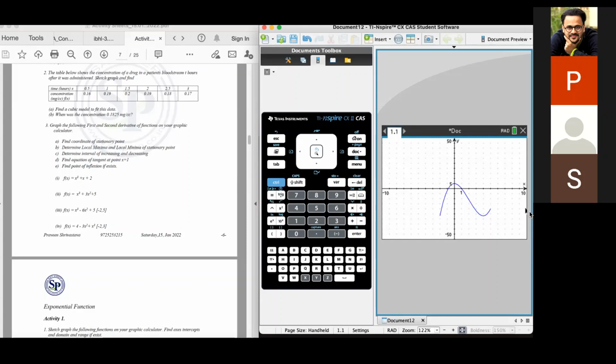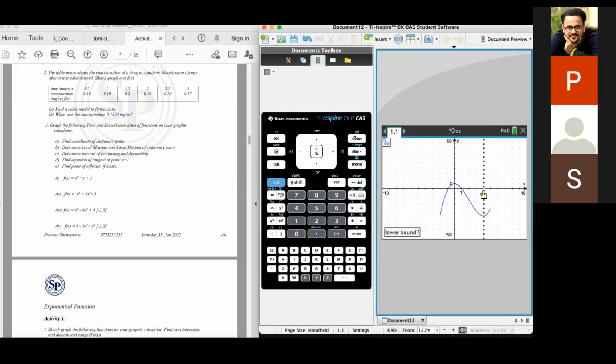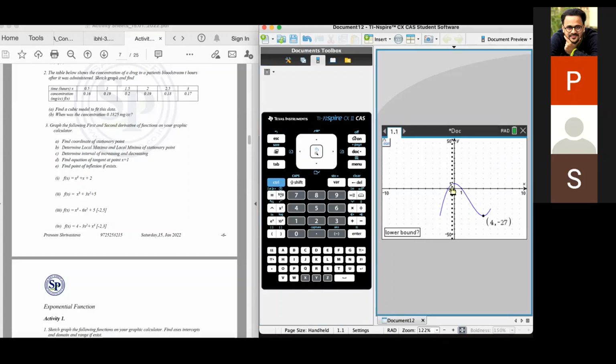The turning point would be the stationary point here. So analyze graph, minima. Your minimum point coordinate would be this. So you can say that the stationary point is x equals 4 here. And your maxima exists at the other point. So you will have two stationary points: one is x equals 0 and another is x equals 4. This way, the coordinates of the stationary points are ready.